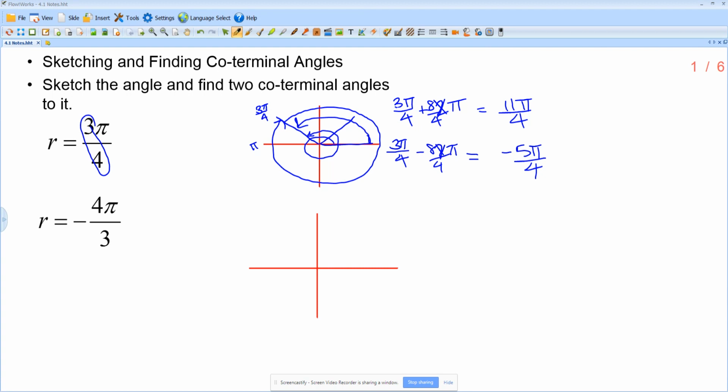All right, r equals -4 pi thirds. So the negative direction means I'm going to be starting here and going downward. And 4 pi thirds. So I'm splitting pi into thirds. So this would be 1. This wasn't a very good thirds. Let's move this a little bit.